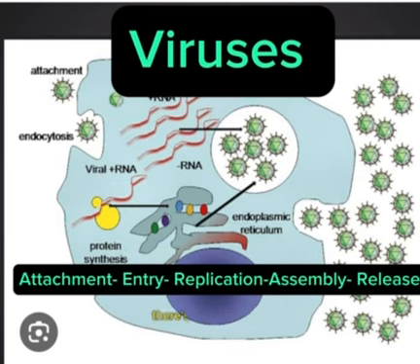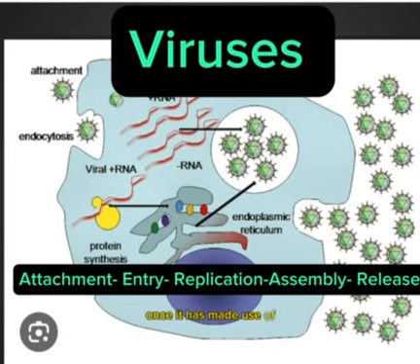After replication, there is also assembly. That's within the living cell. Protein coats start to form around the new viral DNAs or RNAs, which are still within the living cell. It also takes up protein from the living cell and forms these capsids. And after that, there's the release.